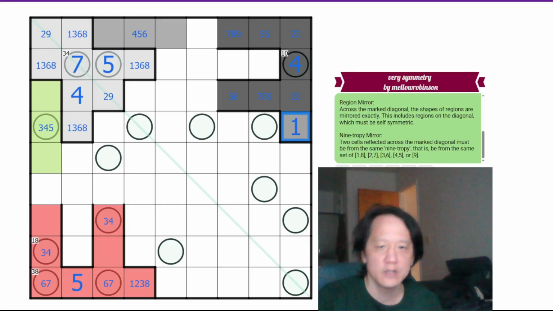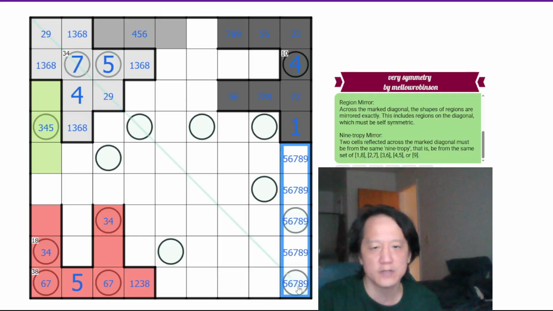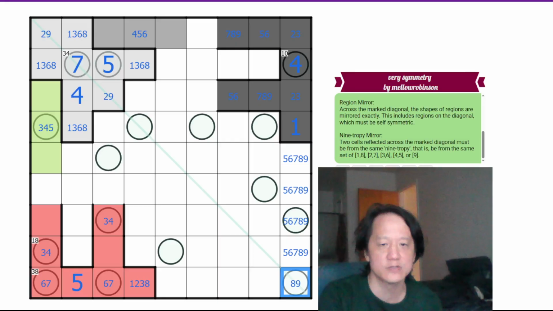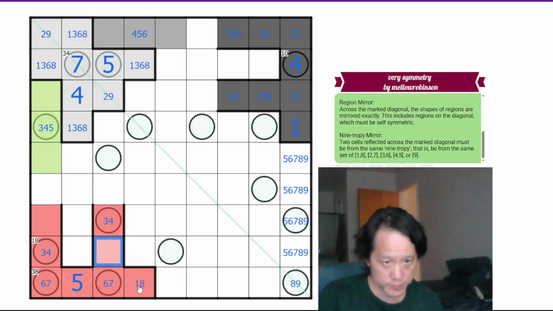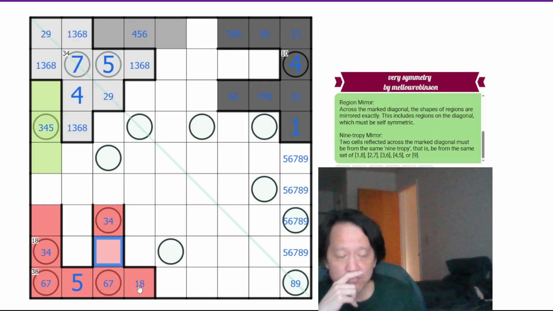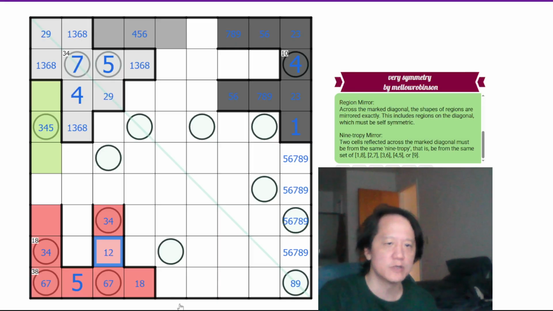It's 1. Remaining digits in column 9 are 5 through 9. Okay, and this can't be 5 or 6, 7. So this is 8 or 9 there. This has to be the same entropy region as 1. So it could be 1 or 8. Okay, so then the remaining digits of the red region have to be 1, 2, 8, or 9.